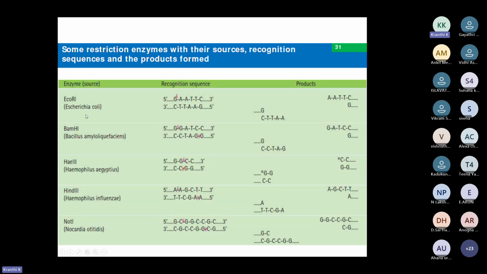Now these are some different enzymes available in the market. See, EcoRI. It cuts in this sequence only. Now just see G and G place, right? See, G and G. It cuts only this particular part. Then BamHI. It also cuts in the same one. Okay, here the G is there. Then HaeIII, Haemophilus aegyptius. Then HindIII, Haemophilus influenzae. Then NotI, Nocardia otitidis. Okay, like this. So these are the products. This is the recognition sequence, and these are the products. Okay, after cutting, you will get these types of products. So these are some restriction enzymes.